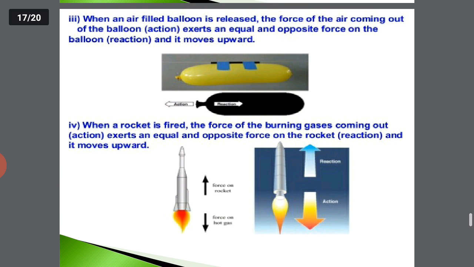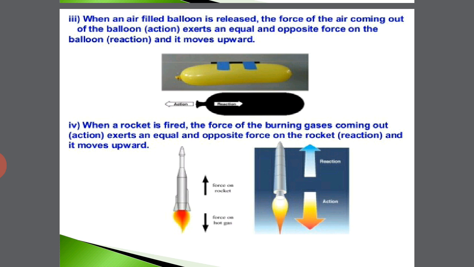Okay, see some more examples. When an air-filled balloon is released, the force of the air coming out of the balloon is the action. It exerts an equal and opposite force on the balloon, which is the reaction, and it moves upward.